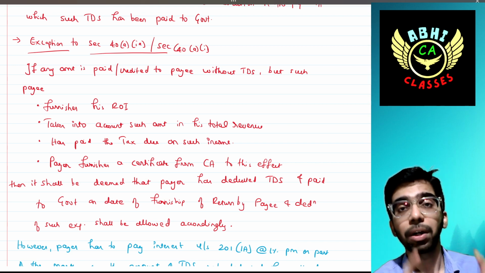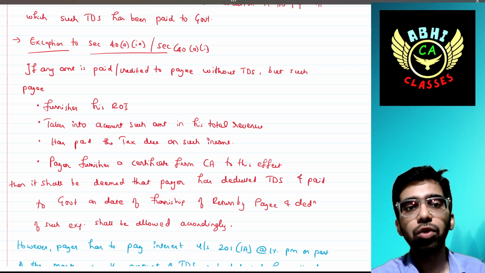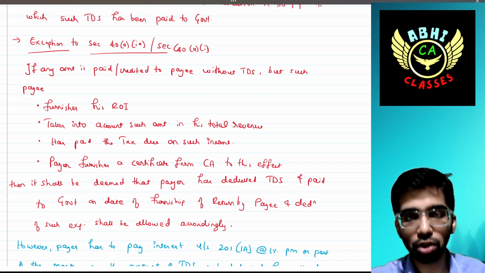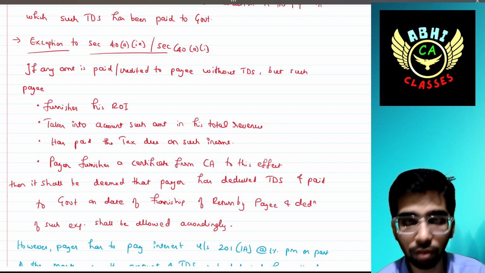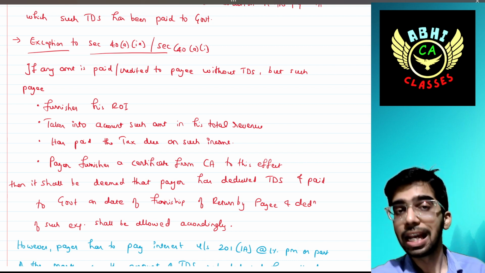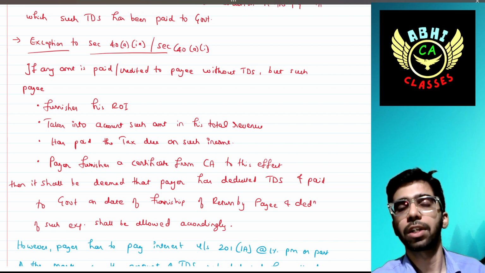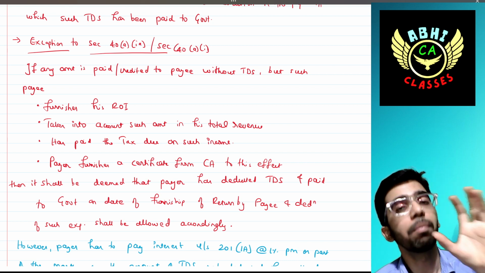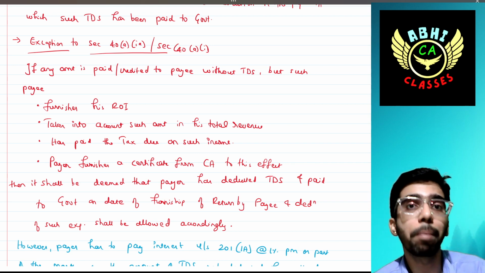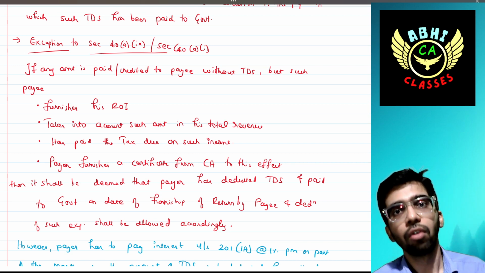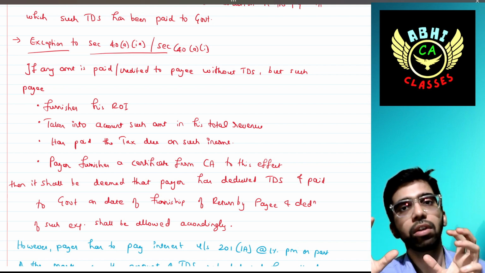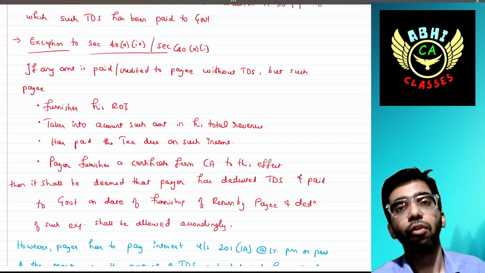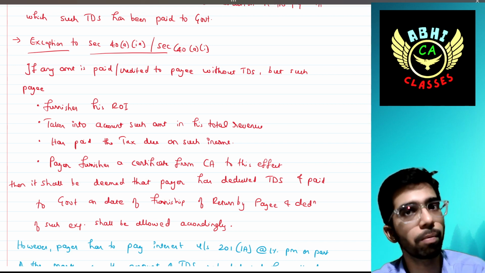Then the payer, that is the bank, needs to furnish a certificate from the CA to this effect, that he has to confirm that the payee, that is me, is filing his income tax return by disclosing that FD interest in my income tax return, and also paying the tax on the same. For these reasons, the bank is not deducting the TDS, for which the CA's attestation should be needed.